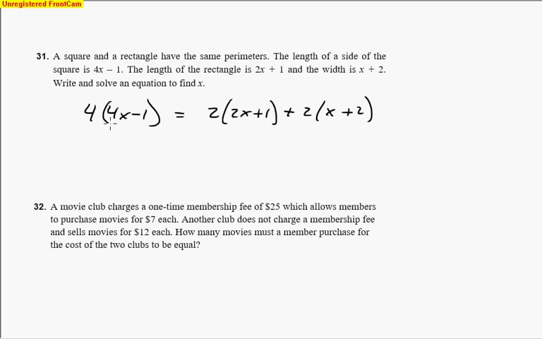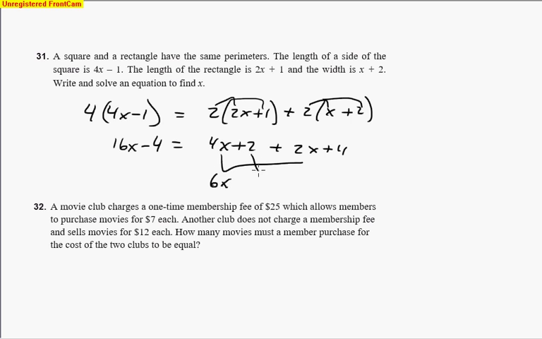So I'm ready to solve. I multiply. I'm left with 16x minus 4. On this side, I have a 4x plus 2. And over here, I have a 2x plus 4. Just using the distributive property to get those expressions. So I'll collect like terms on the right-hand side. These two terms here make 6x. These two make positive 6. And this all equals 16x minus 4.